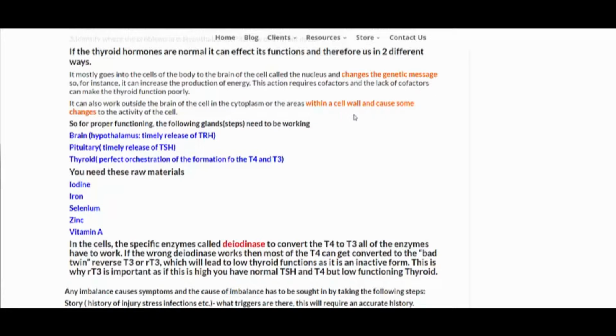It can also work outside the cell on the wall, and this is for transportation, like things like calcium. So one can be energy production, the other can be how the calcium gets transported into the cell.